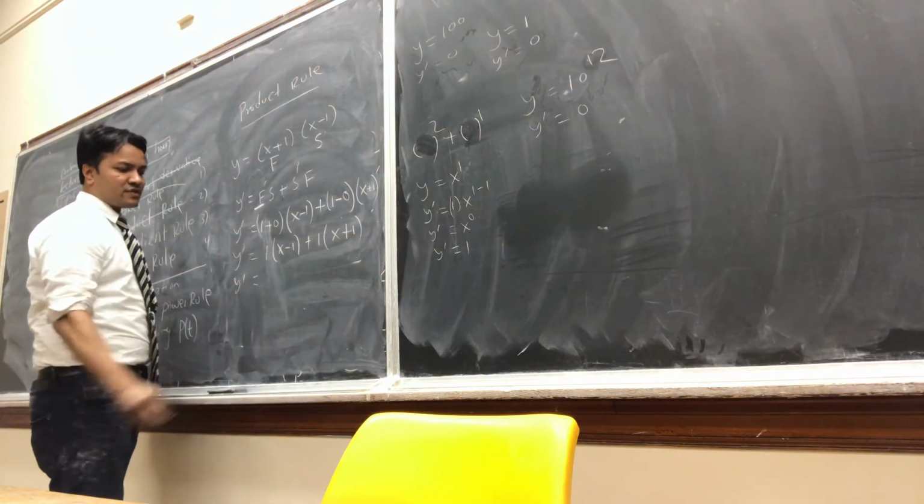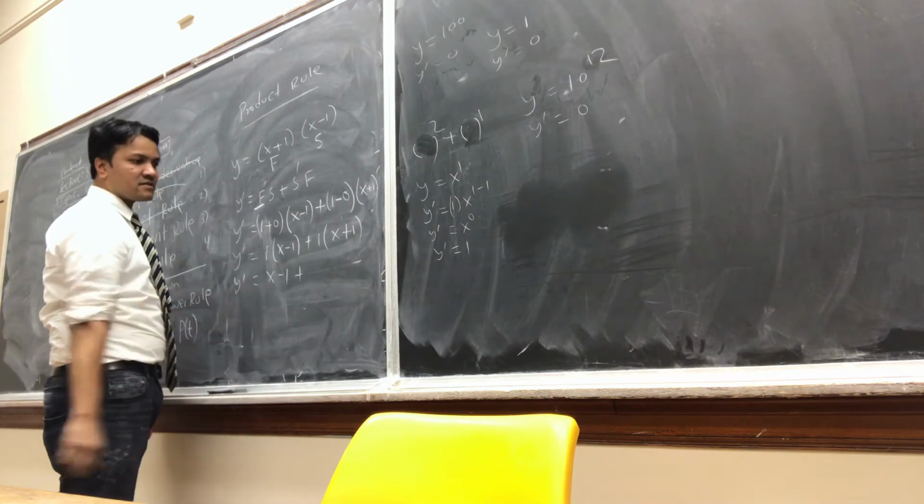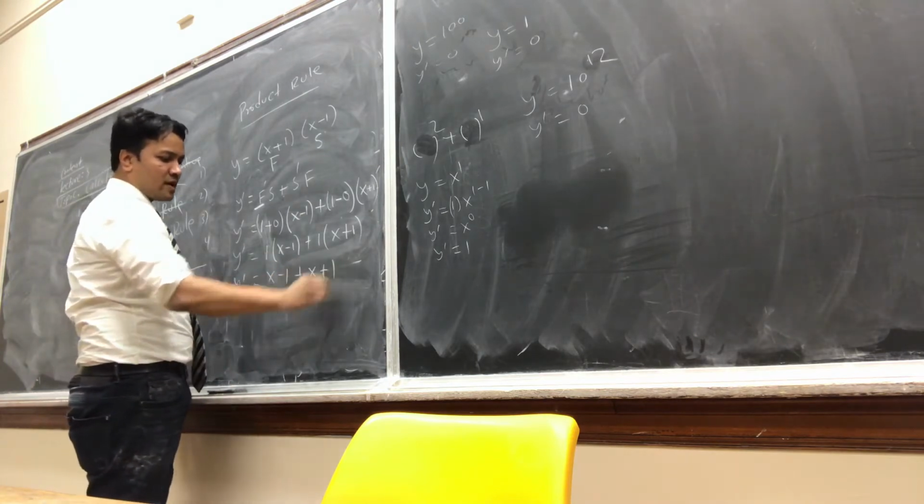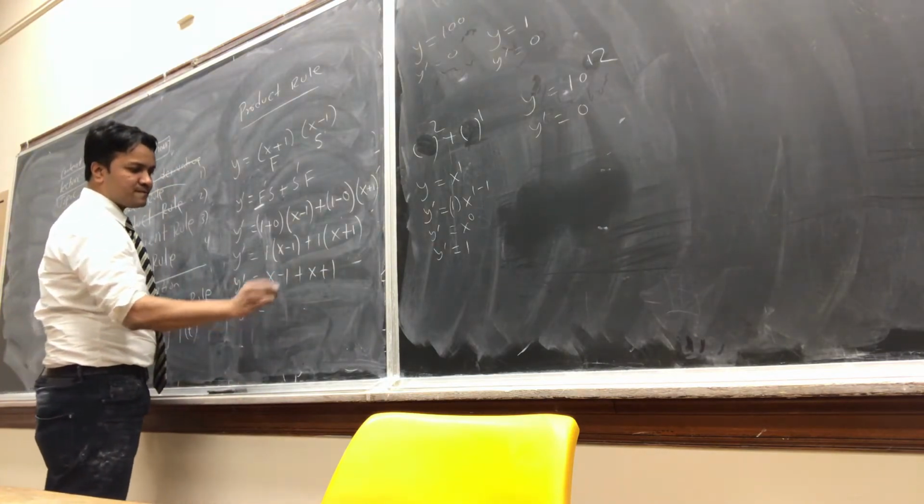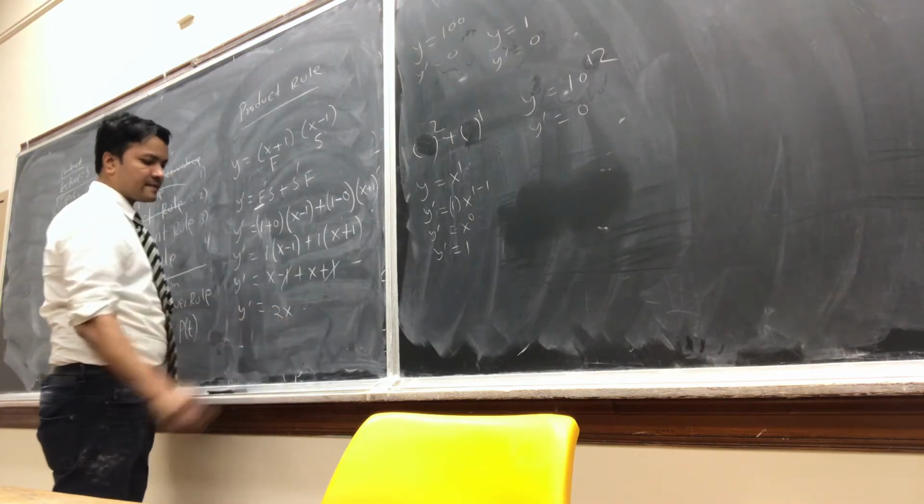If you distribute, then what do you get? x minus 1 plus x plus 1. So y prime is 2x. Okay?